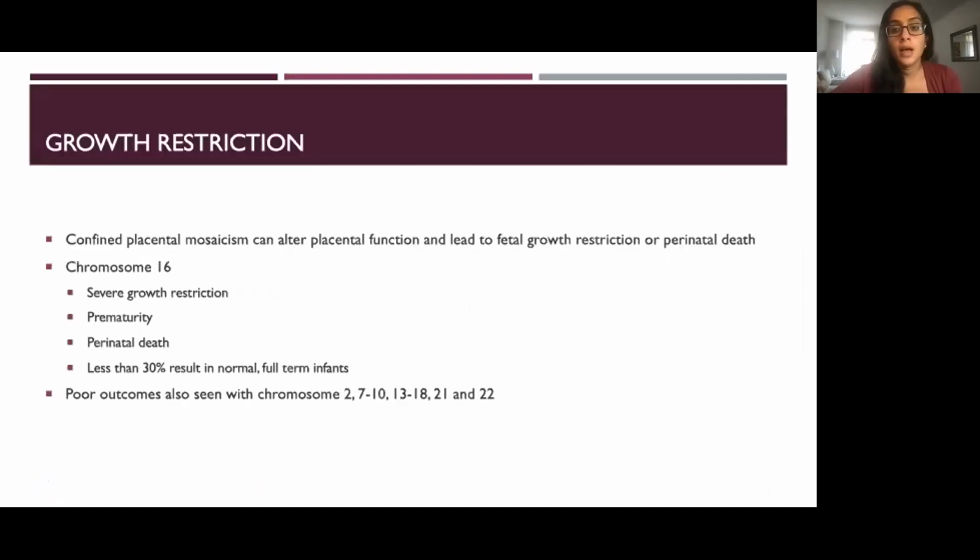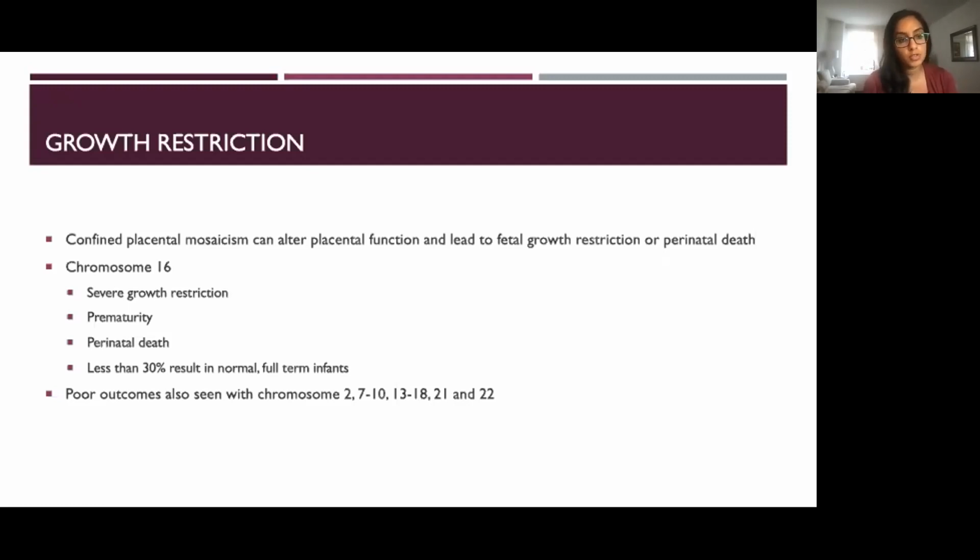And like I mentioned earlier, when you do have confined placental mosaicism, there is an increased risk of growth restriction. It's believed that this can alter placental function and lead to fetal growth restriction or perinatal death. The exact mechanism by which the abnormal cells in the placenta affect growth or placental function is poorly understood. This is most commonly seen with issues with mosaicism in chromosome 16.